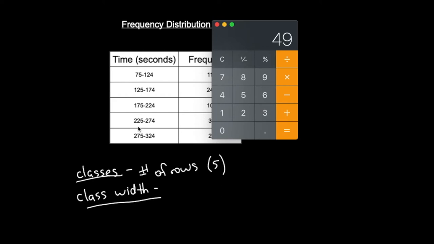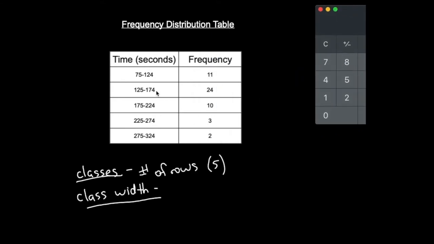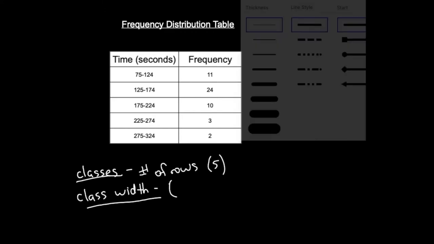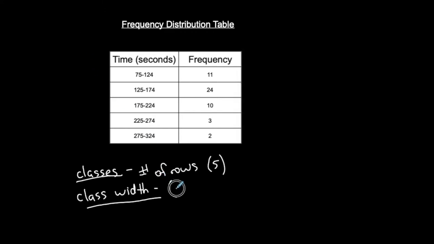It's not the class width because this is very important. In each class, I have an interval of numbers. What this means is that I'm going from 75 to 124 inclusive. Don't forget that it's inclusive. What does that mean? That means that I am including 75 and 124. I'm not only including the values in between, I'm including the outer values also. Inclusive of 75, inclusive of 124. This class says I'm going from 125 to 174, including 125, including 174. I'm going from 175 to 224, including 175, including 224, inclusive.